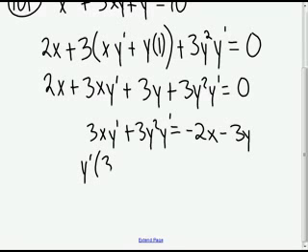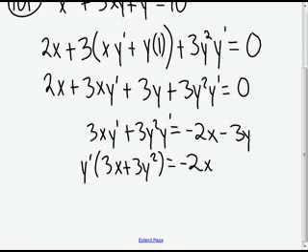So I have 3x y prime, that stays here, and the 3y squared y prime stays here. On the other side, I'm going to move the 2x over, it becomes negative 2x, and we move the 3y over, and it becomes negative 3y. Now we've got y prime in each of these terms on the left, so we'll just factor it out. Y prime times 3x plus 3y squared equals negative 2x minus 3y.